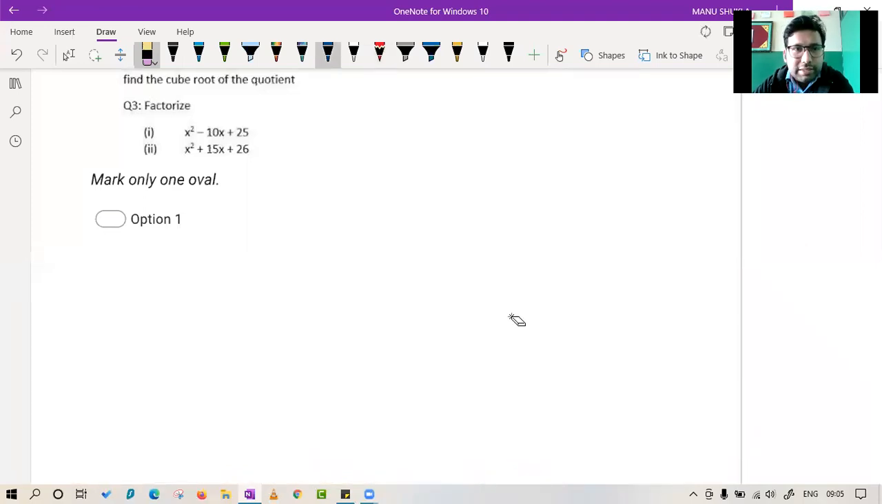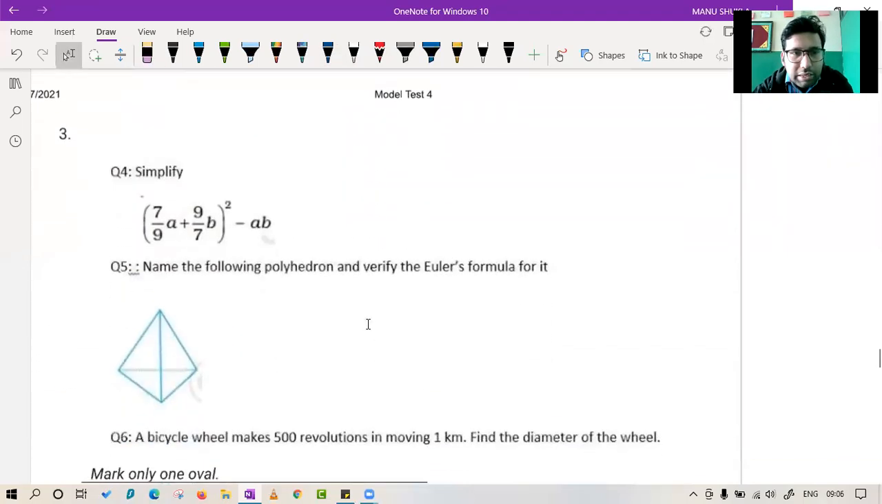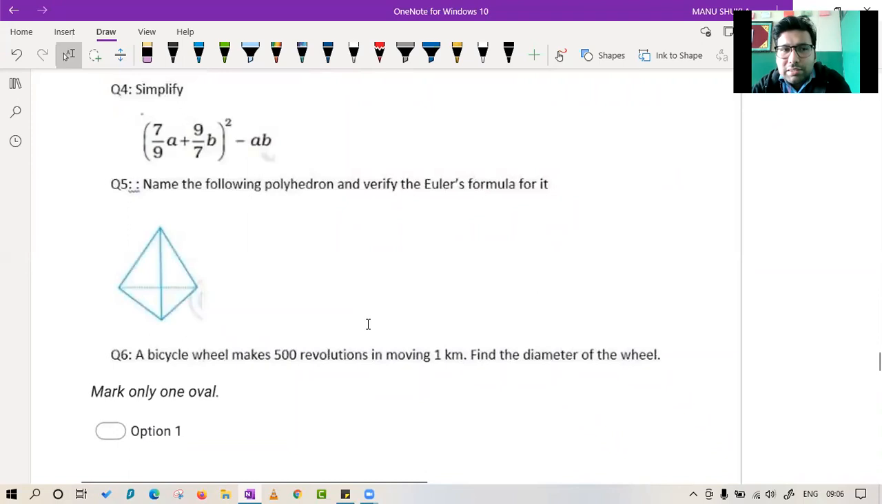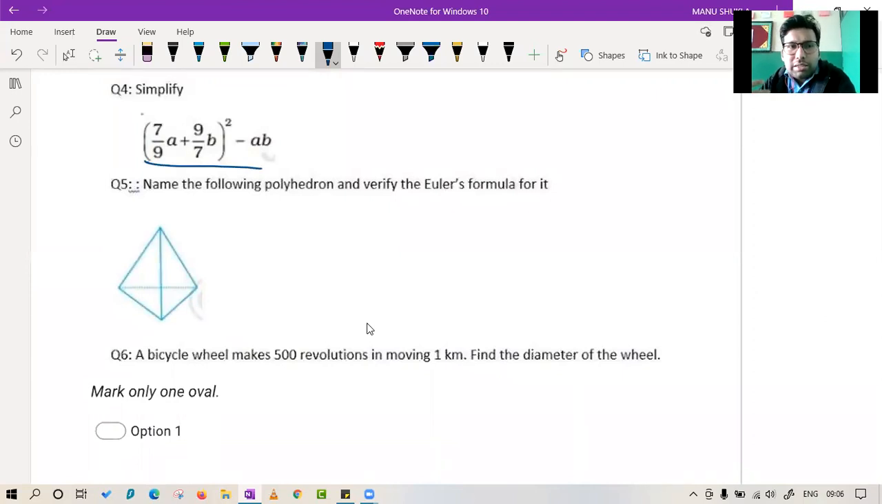Now, Yashna, let's see the next question. Question number 4. Simplify. So class, we have to simplify this question. What should we do first to simplify this? Any idea? Nothing we can do right now, so we have to just open the brackets. And to open the bracket, we can see there is a whole square given to us. So we have to go with the formula.